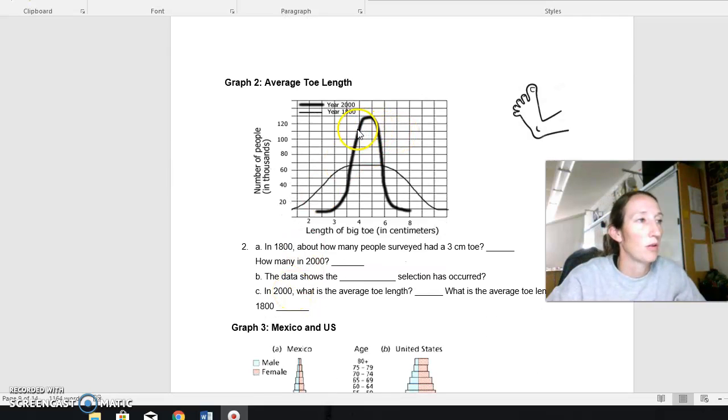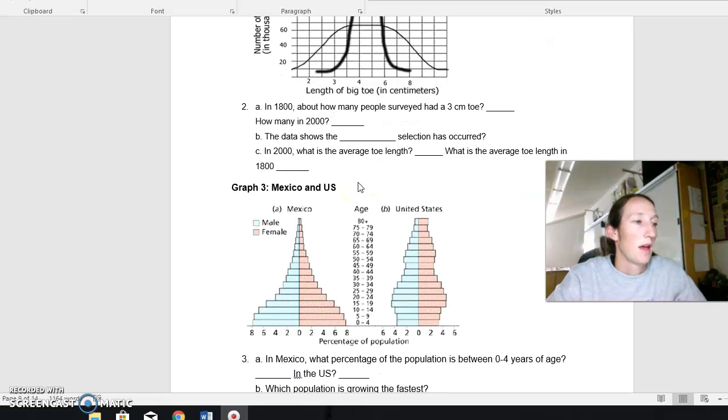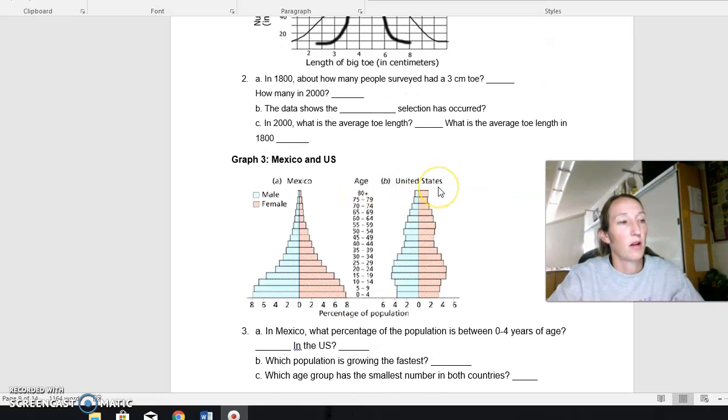I think number 2, as long as you recognize this is in the year 2000, this is the people who had the length of their big toe and how it's increased. And then this is what it was in 1900s. Man, what a difference, right? Okay. All right, now this colorful image will be way better to see than what's in your notes packet.